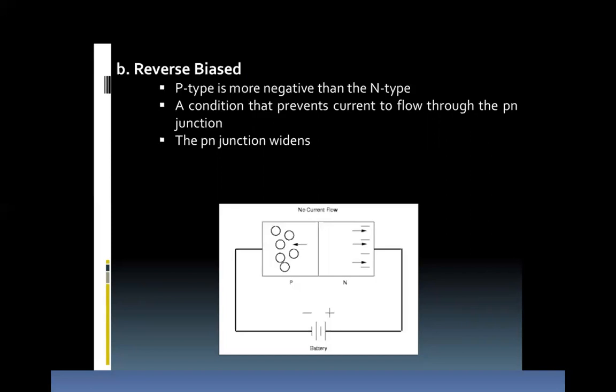Because all the holes, which are the majority charge carriers in the p-type, will be attracted to the negative polarity of the battery, because these are opposite charges. And in the case of n-type, all the majority charge carriers, the electrons, will be attracted toward the positive polarity of the battery. So here we can see that the holes as well as the electrons are moving away from the junction. Moving away from the junction means the depletion layer is increasing, the width of the depletion layer is increasing.